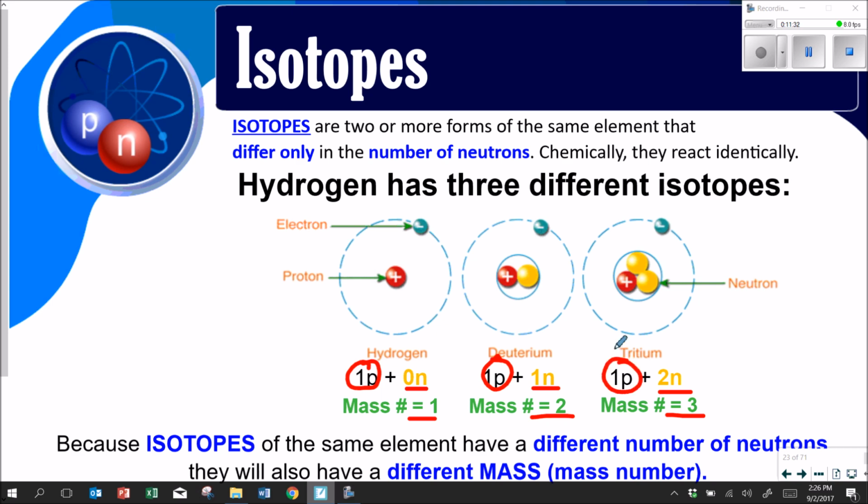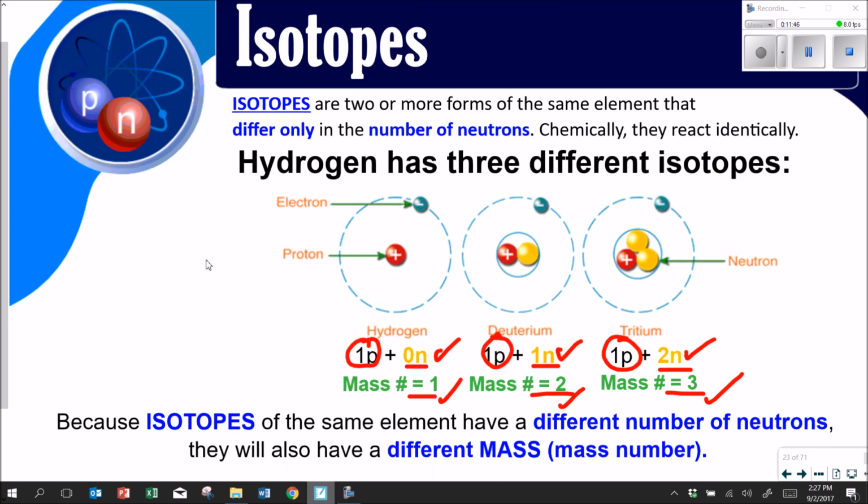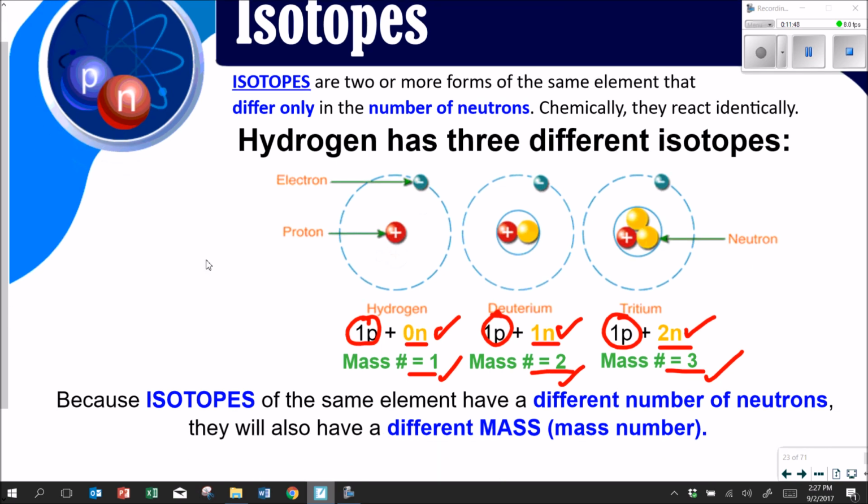It did not change. What changed was the number of neutrons from 0 to 1 to 2, and therefore that changed the mass from 1 to 2 to 3. So because isotopes of the same element have a different number of neutrons, they will also have a different mass or mass number.